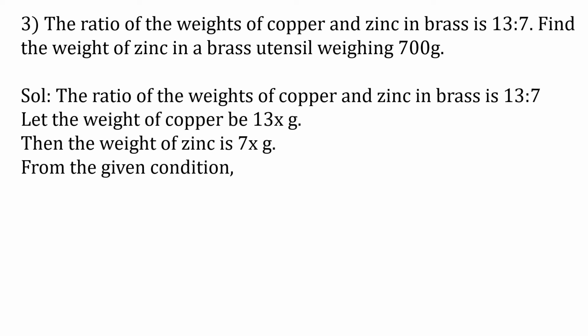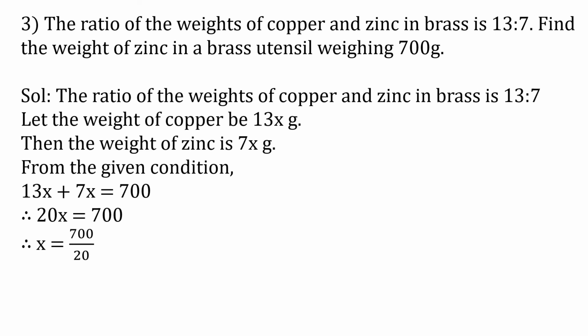So student, from the given condition, what is given? That the weight of this brass utensil is 700 grams. So we'll add the weight of copper and zinc. So 13x plus 7x equal to 700. So further let's solve. So you'll get therefore 13x plus 7x, you'll get 20x equal to 700. So the next step, student, it will become therefore x equal to 700 upon 20.